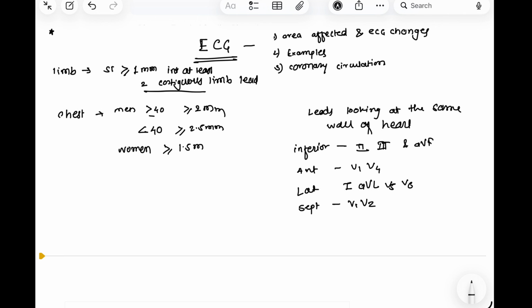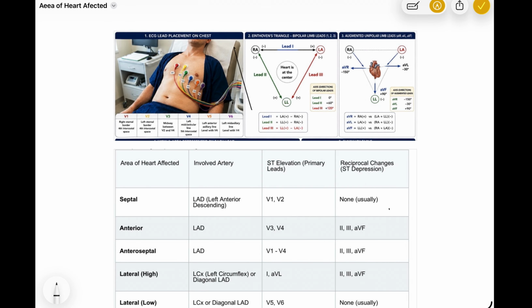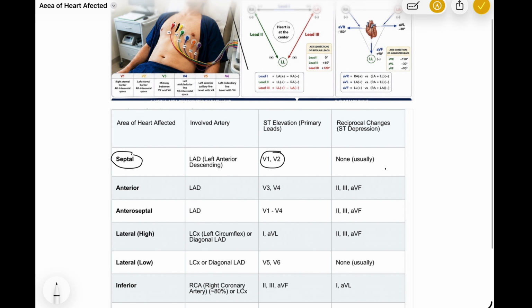Now let's understand the area affected and the ECG changes, that is ST elevation, that we get in which lead. In this image, we are going to study only basic things about what areas are being affected and where the ST elevations are going to be seen. For the septal, we will have ST elevation in V1 and V2. And how to remember this is that V1 and V2 are both placed very anteriorly and near the midline. So it is like the midline of the heart. So we will consider V1 and V2 ST elevation in case of septal myocardial infarction.